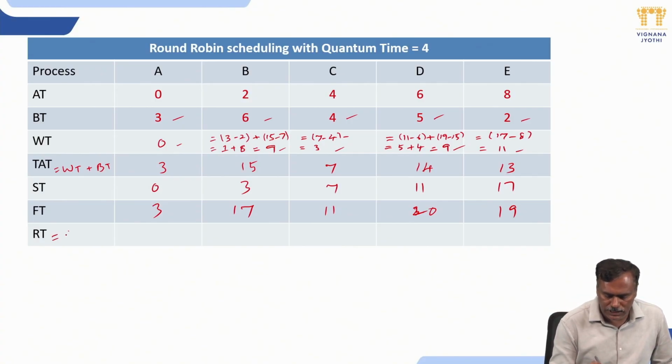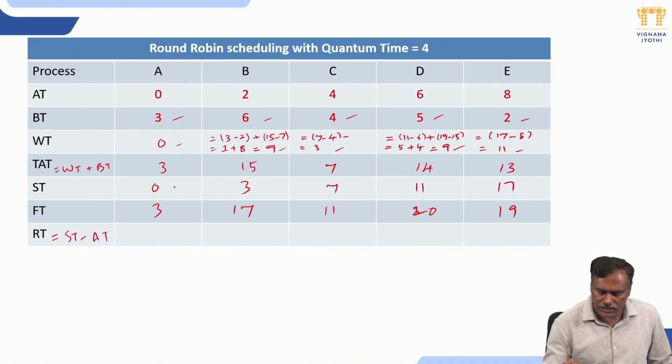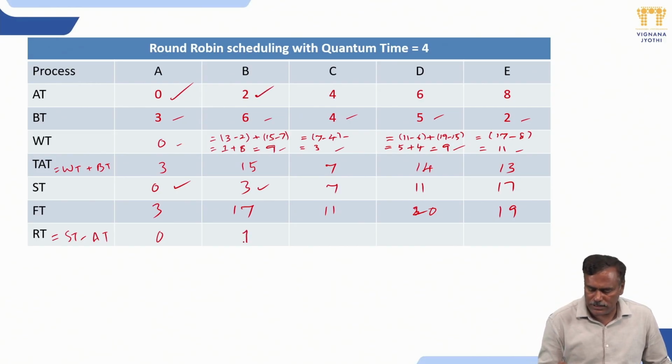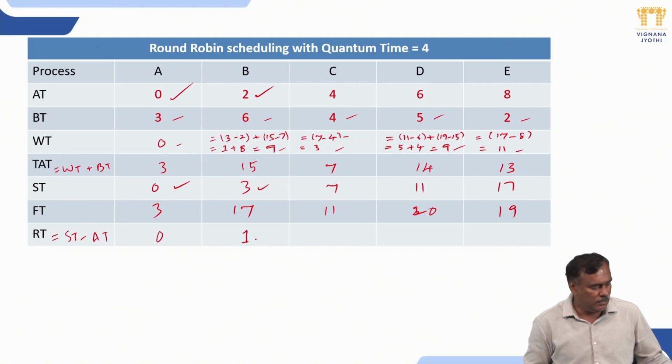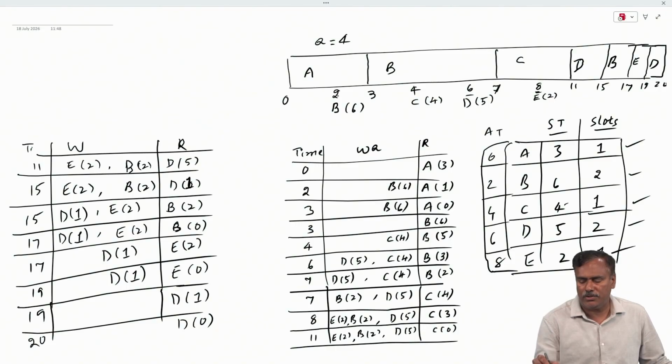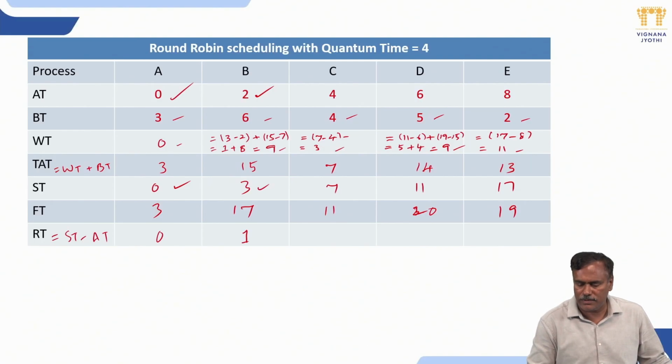Coming to the response time, your response time is start time minus arrival time. So this is your start time and this is your arrival time. 0 minus 0, that is 0. If you take process B, start time is 3, arrival time is 2. So response time is 1. For example, process B entered the queue at the second interval and it waited from 2 to 3. So it has taken 1 unit of time to get started. So that is the response time of process B.